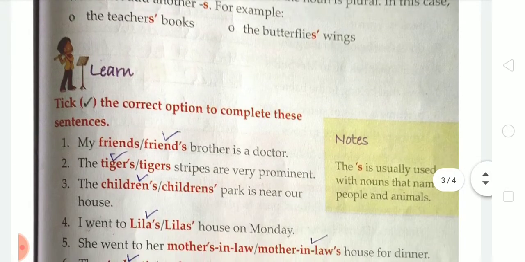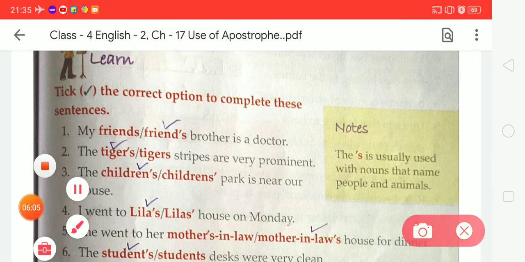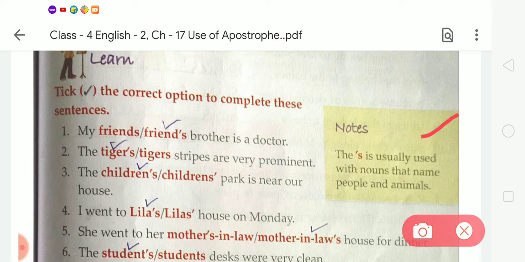So student, let's do the exercise. After knowing about the apostrophe, let's solve the exercises of the given chapter. Here are the notes. You have to remember that the apostrophe s is usually used with nouns that name people and animals.